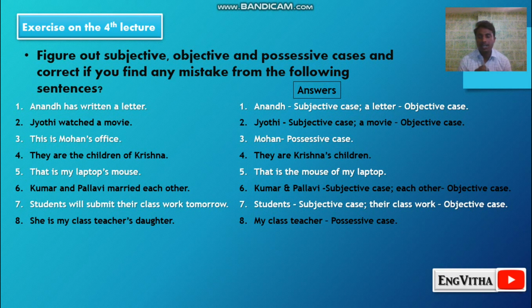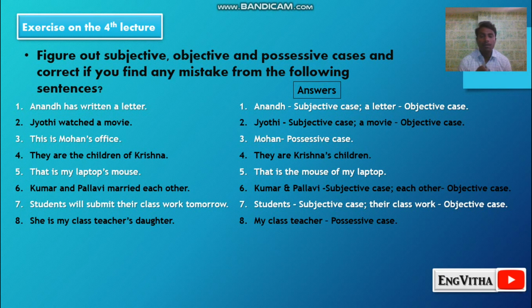And the fifth sentence we have is, this is my laptop's mouse. That is wrong, because here the noun laptop is a non-living thing. So it has no life. So to show possession or ownership for non-living things, we need to use the preposition of. So the correct way of forming the sentence is, that is the mouse of my laptop, but not that is my laptop's mouse. And the sixth sentence is, Kumar and Pallavi married each other.